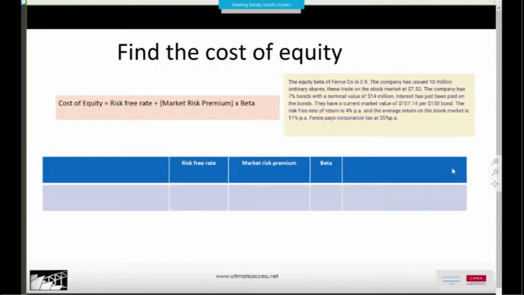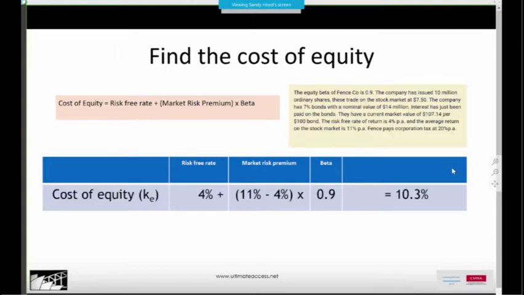So cost of equity, we've got a nice little layout here for putting it all in and finding the answers. So cost of equity, 4% for the risk-free rate, plus 11 minus 4, 7% for the market risk premium, but that's multiplied by 0.9 because Fence is considered to be less risky than the market as a whole. That gives an answer of 6.3, add on the 4, and you've got 10.3% cost of equity.